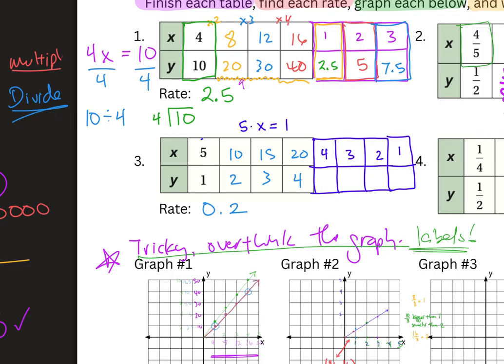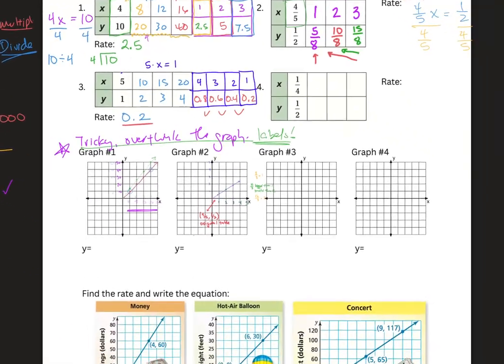Well, check this out. This is 0.2, and check this out, 0.4, 0.6, 0.8. How am I doing that? Well, our rate was 0.2, so it's just going to go up 0.2 each time, right? So now, again, let's go down here and graph this.